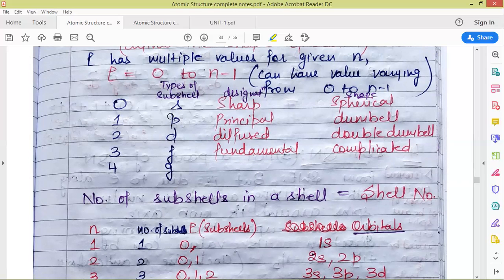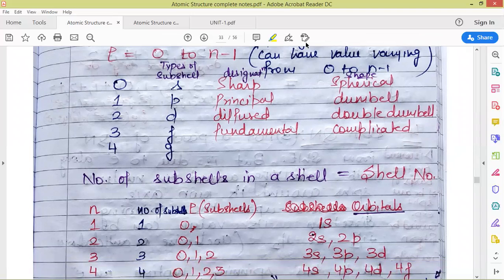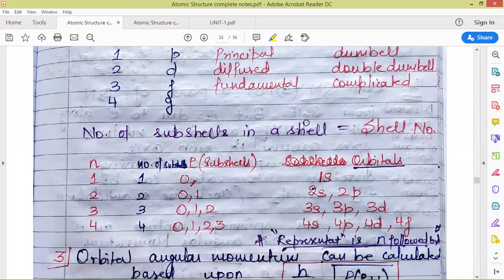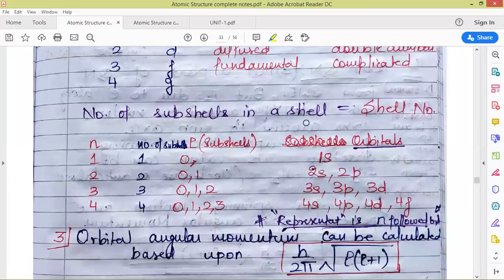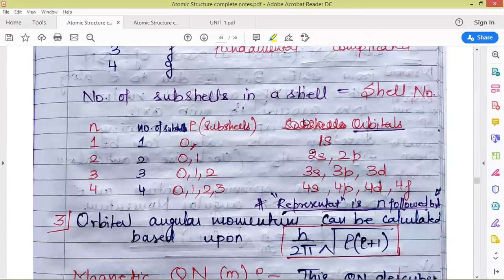These subshells have different shapes, and they are designated as S for sharp, P for principal, D for diffused, and F for fundamental. The shape of the S subshell is spherical. P subshell has a dumbbell shape, D subshell has a double dumbbell shape, and F subshell has a complicated shape. The shapes of these orbitals we'll be discussing later, in a detailed discussion. Now, the number of subshells in a shell is equal to the shell number. This we have already discussed.